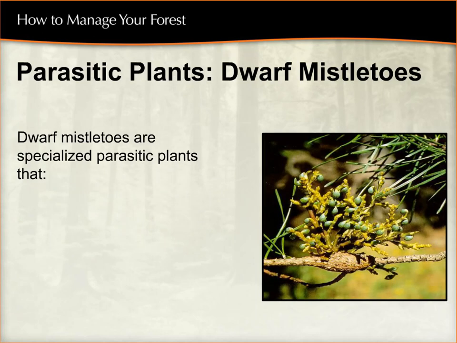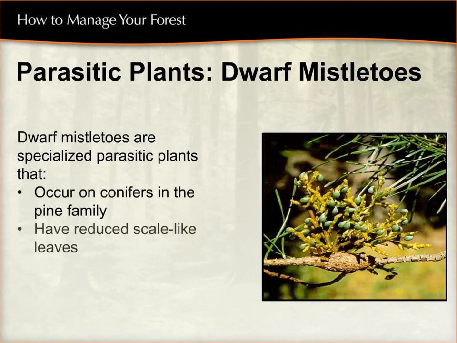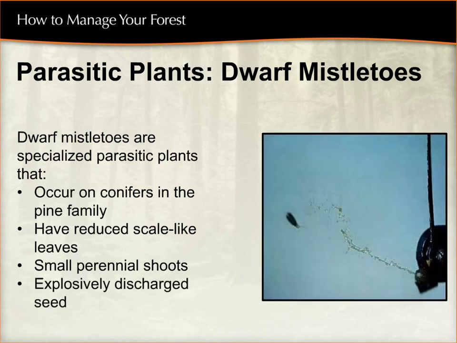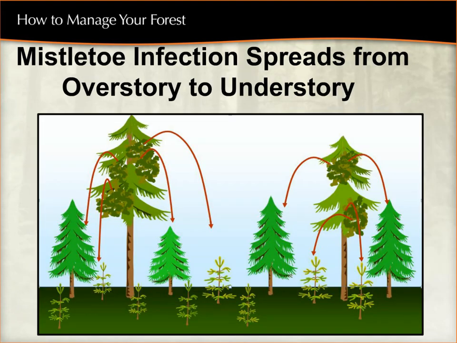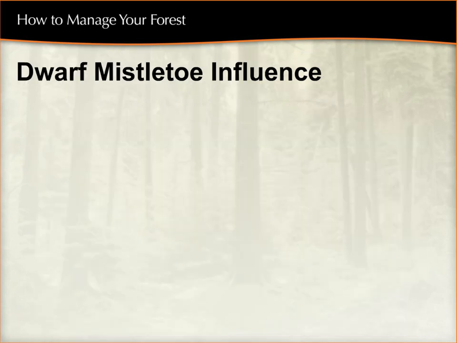The dwarf mistletoes are specialized parasitic plants that occur on conifers in the pine family. They have scale-like leaves and small perennial shoots that can often be hard to see even from a short distance away. Their seeds are distributed through an explosive discharge which can hurl them as much as 30 feet or more. The mistletoe plants high up in the overstory rain their seeds down on the smaller surrounding trees, infecting them, thus perpetuating the presence of the disease in the stand.